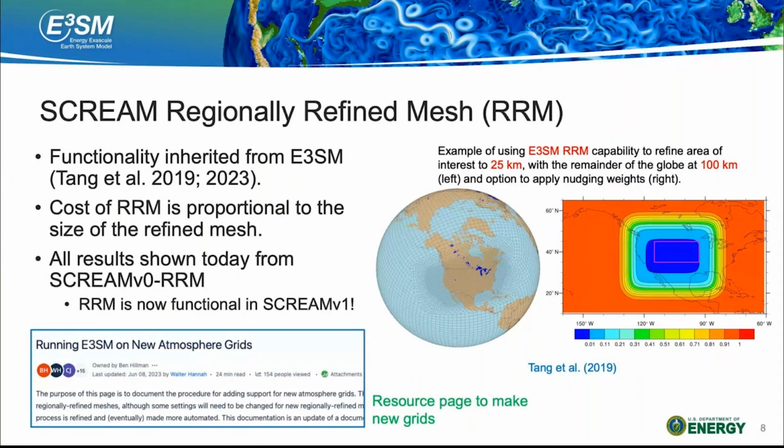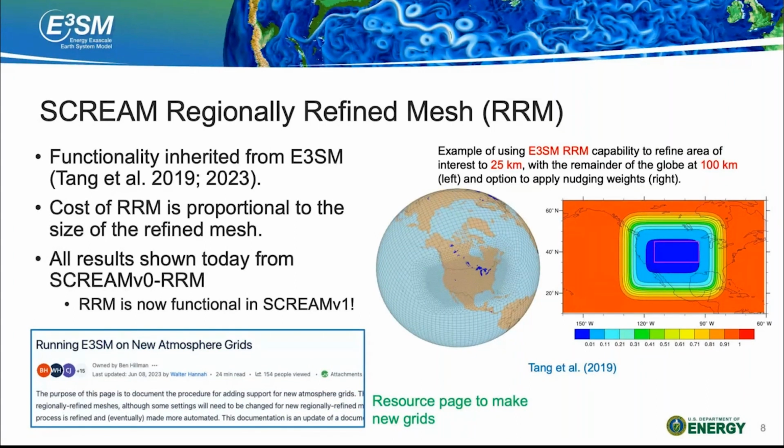So in the interest of time, we move on to our next efficient configuration of SCREAM, known as SCREAM RRM. Unlike the DP configuration, the SCREAM project did not develop the RRM functionality, as this functionality was inherited from E3SM, thanks to the hard work by Chi Tang primarily. As a refresher, a depiction of the CONUS RRM from E3SM v1 is depicted on the right panel.